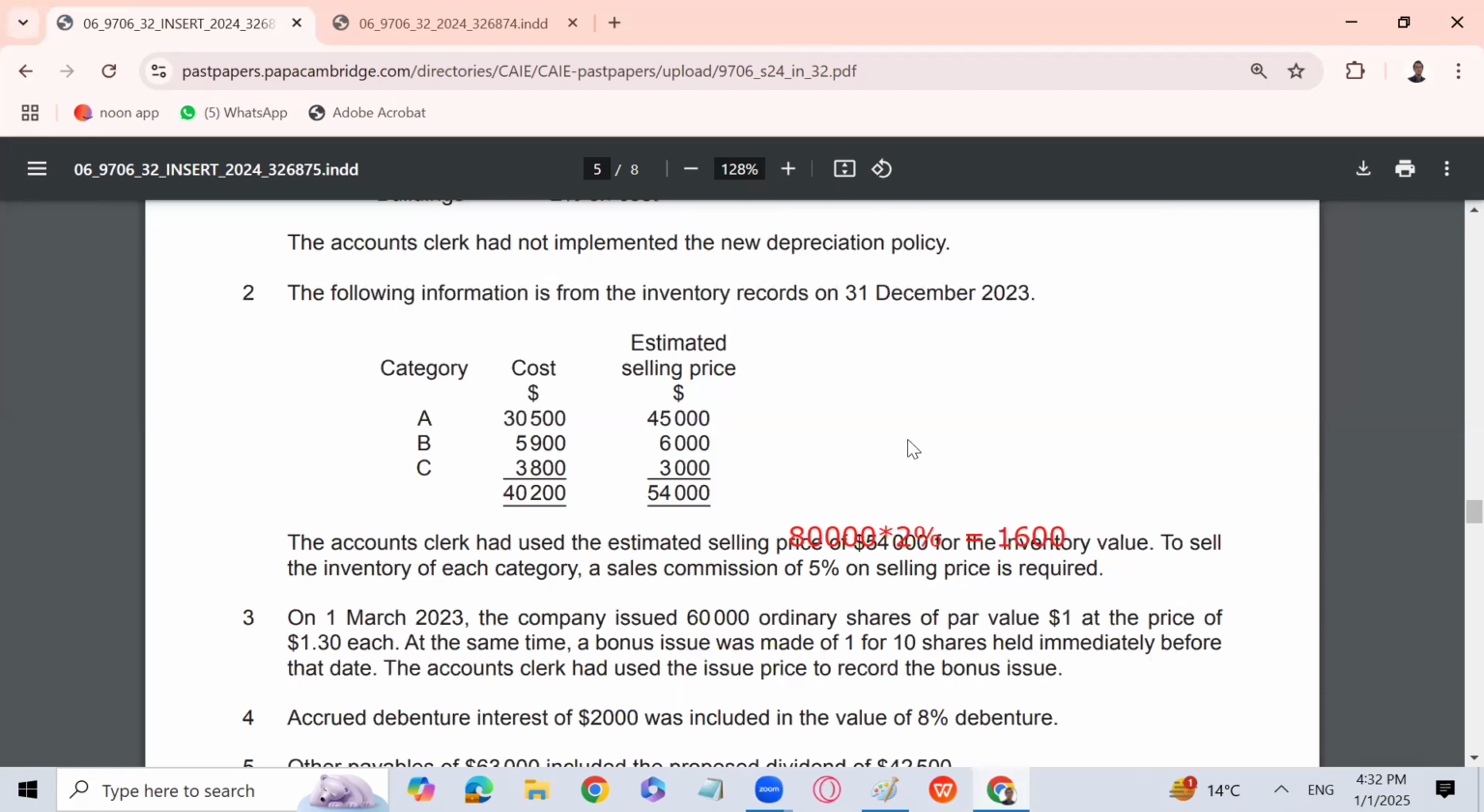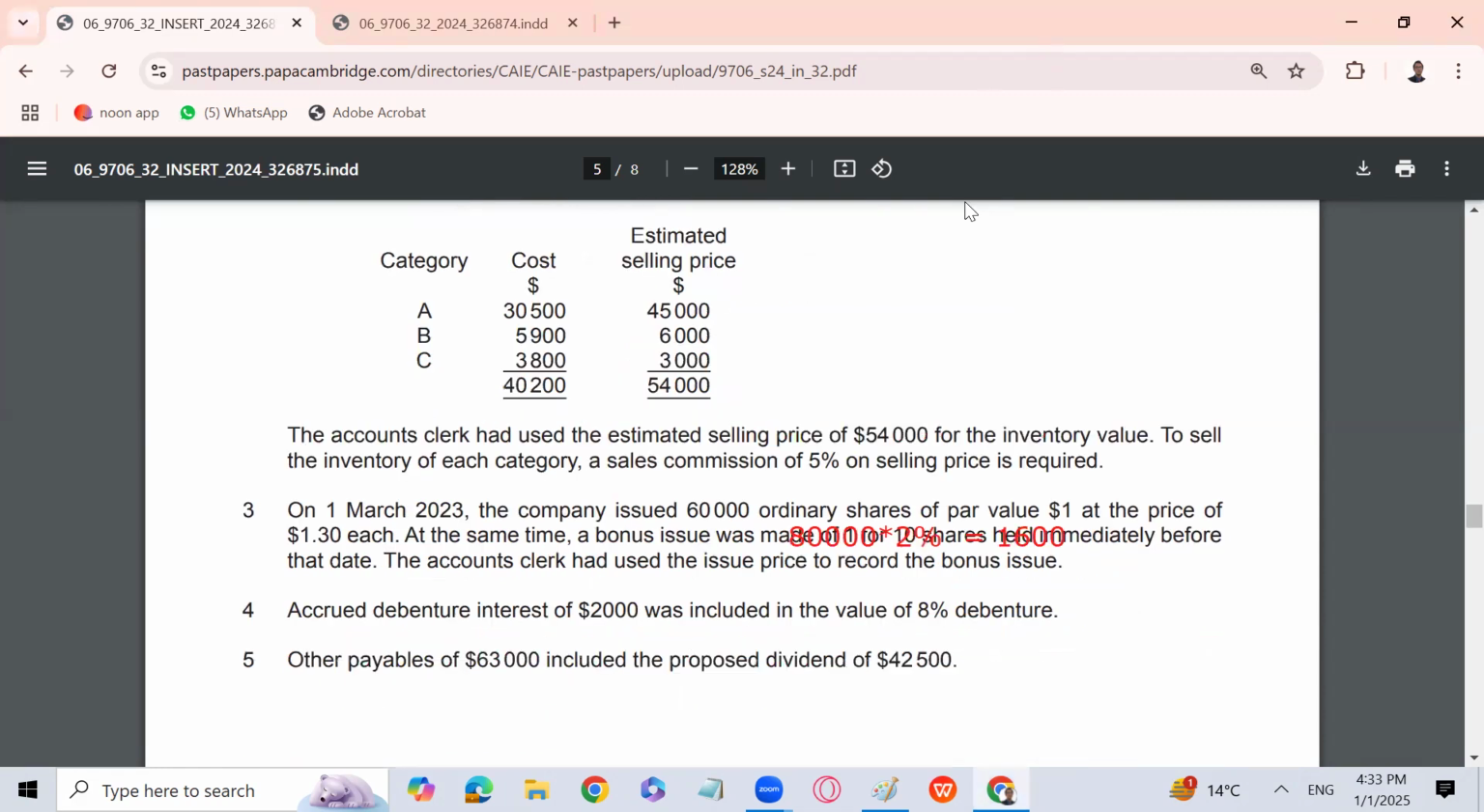IAS 2, International Accounting Standard 2, says the inventory is valued at cost or NRV, whichever is less, according to the prudence concept. So cost is given, but we have to value the inventory at cost or NRV according to each category of the inventory given, like A, B, and C separately. The second thing given in the question is that the accounting clerk has used the estimated selling price of 54,000 for the inventory value. We have recorded inventory with an amount of 54,000.